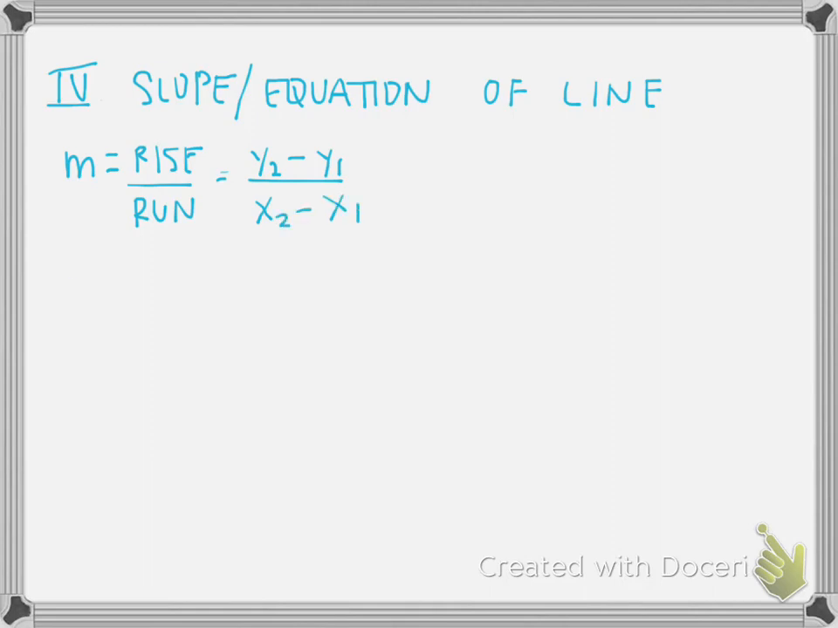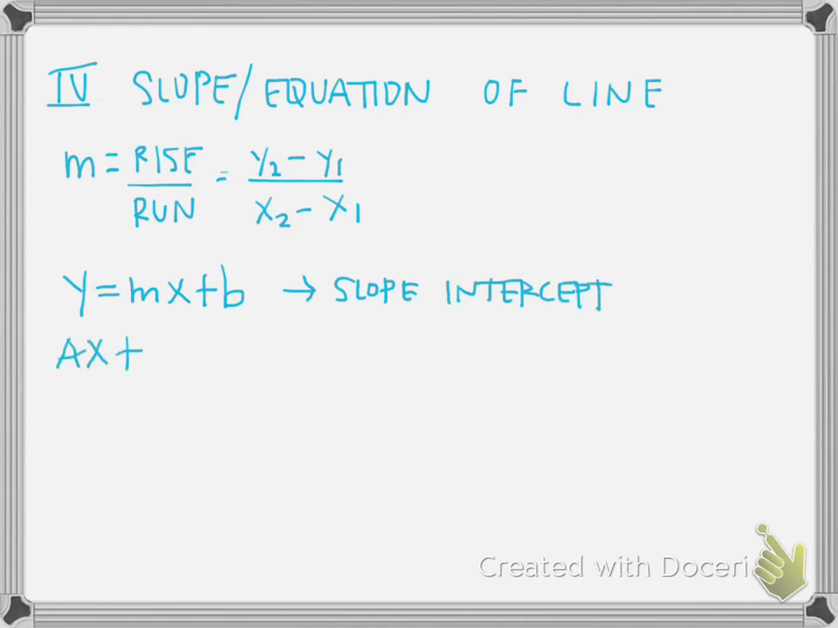Equations of lines, slope-intercept form would be y equals mx plus b. Would be your slope-intercept form. And then remember your standard form is ax plus by equals c. Okay, parallel lines. So remember, parallel lines are going to have the same slope.